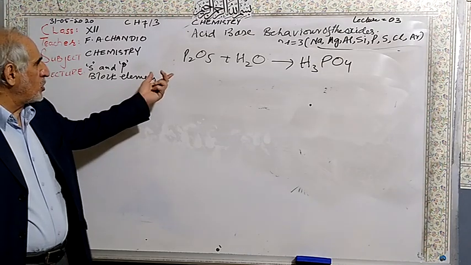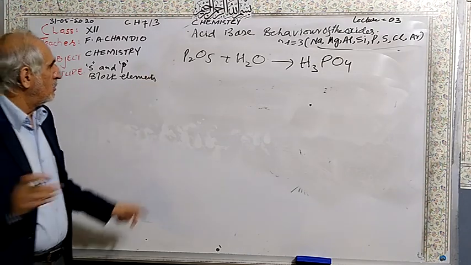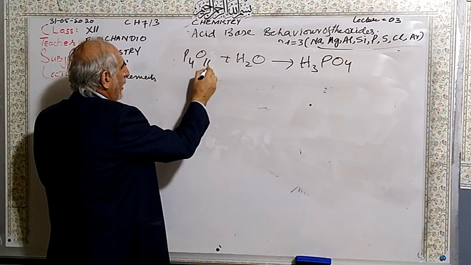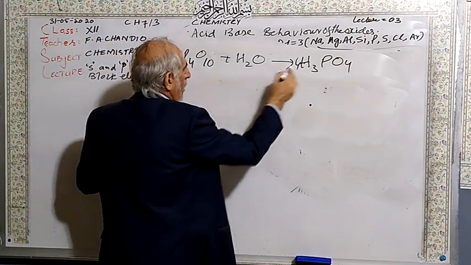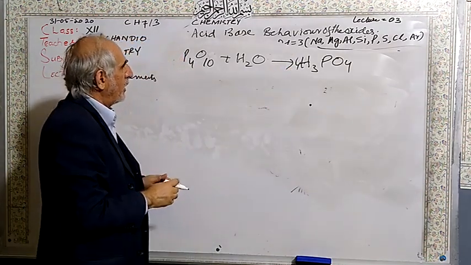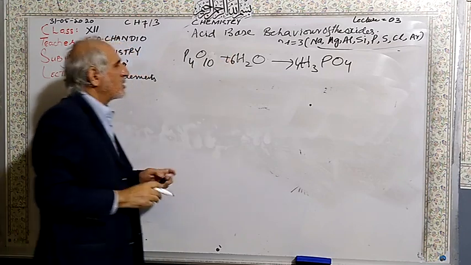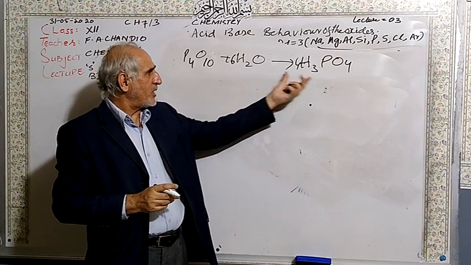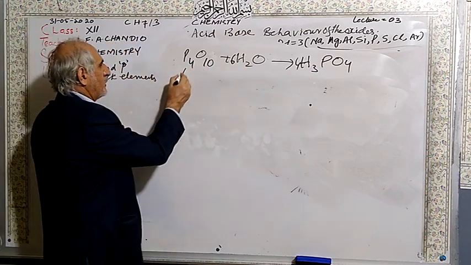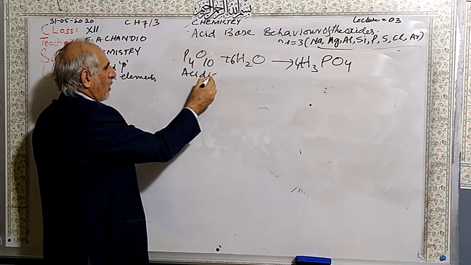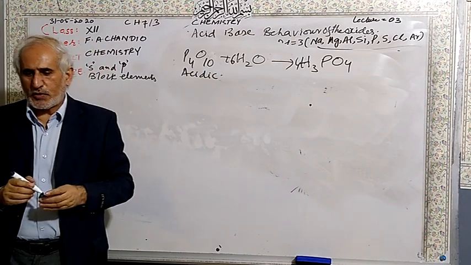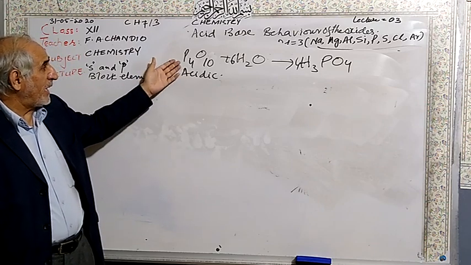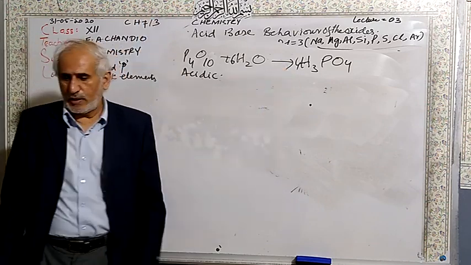And if you are going to use P4O10, then 4 phosphorus are here and 6 hydrogen. So this is phosphoric acid and it is a weak acid. Phosphoric acid is acidic in nature, and because of this oxide, when dissolved in water, it gives an acid.